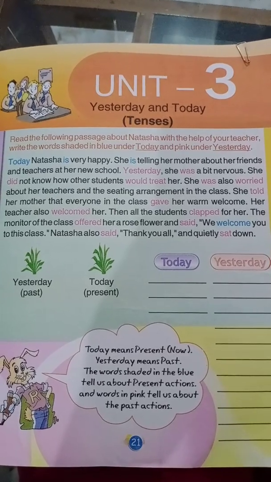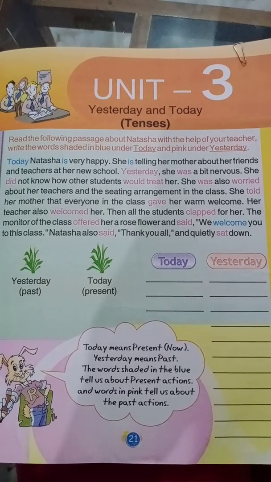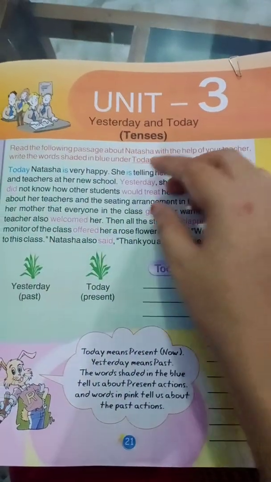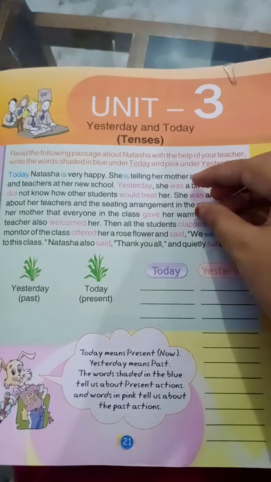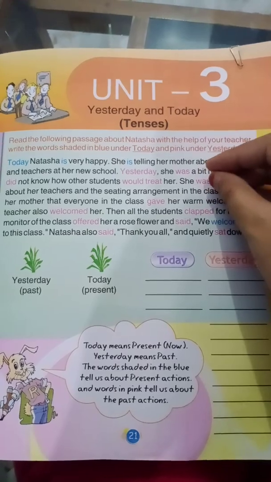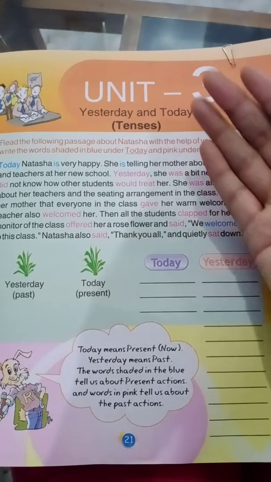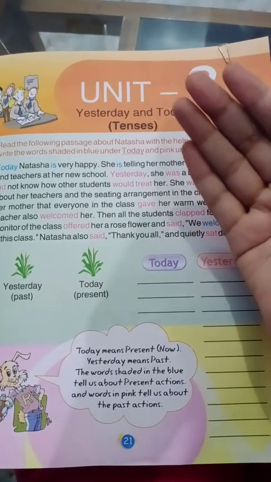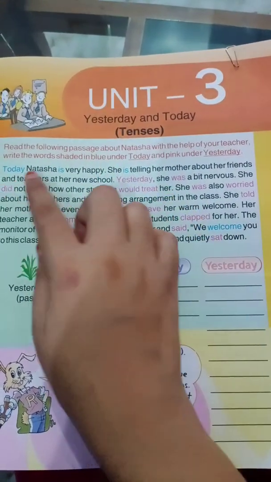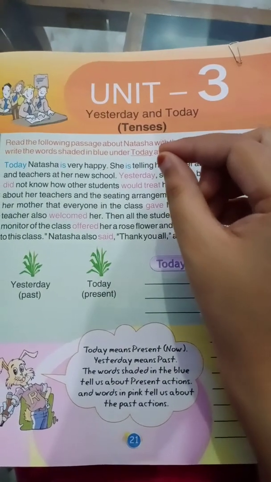Class 2nd. We have completed chapter 2 in English grammar, and our next chapter is chapter number 3, Yesterday and Today. This chapter is all about tenses. So we will learn here the words which we use as yesterday words and the words which are used as today words. Today means the present which is going on, and yesterday means past, which has already been done. Here the words written in blue color show the present action which is going on.